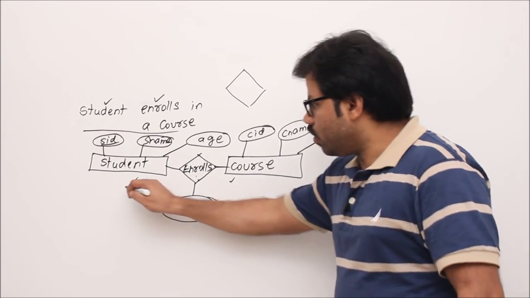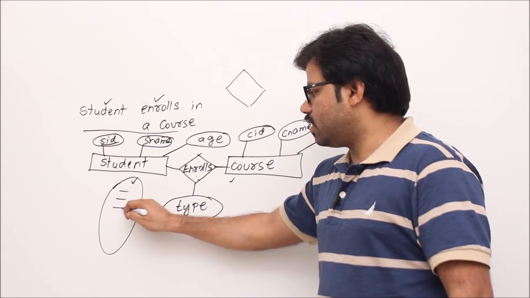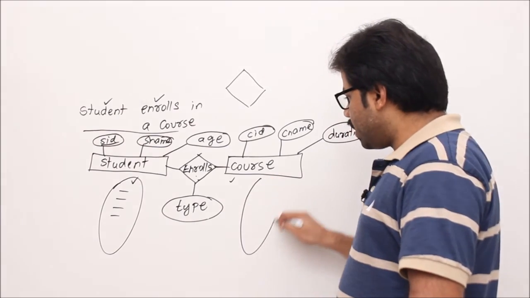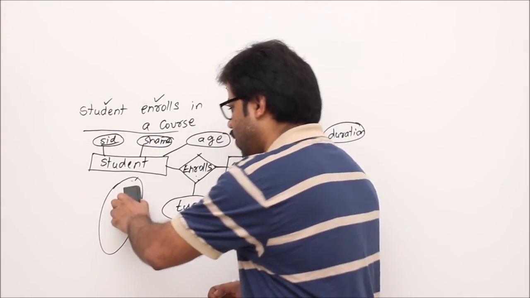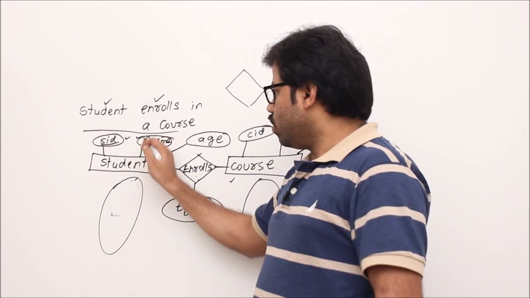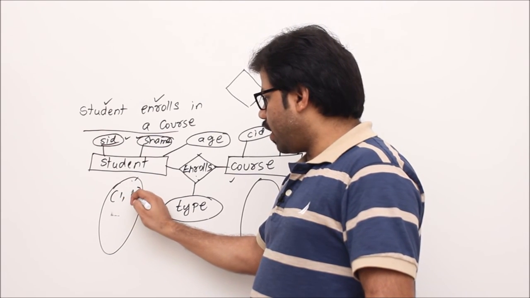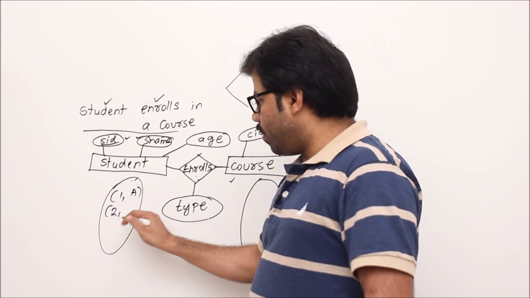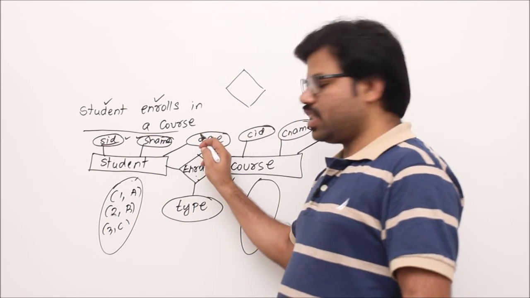We know that student is an entity set, we can represent it in set form. Course also can be represented in set form. Then we try to understand this using mathematics now. So student can be imagined like this. I don't show everything, I show only these. In mathematics, we can represent this entity like this: 1 comma A, 2 comma B, 3 comma C. I'm intentionally missing the age field.